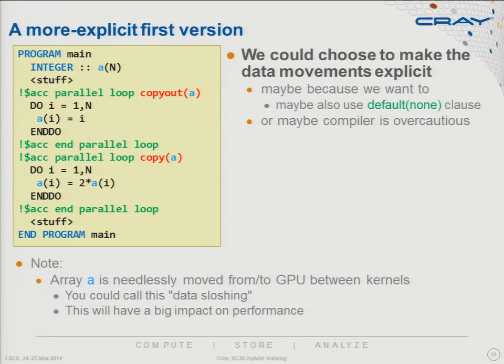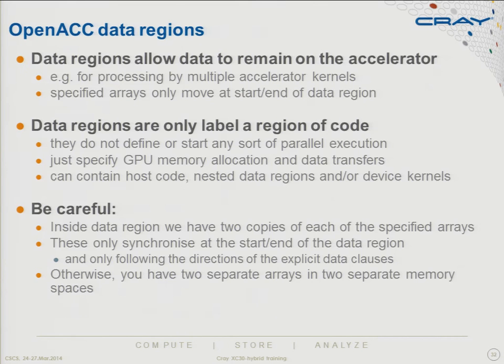oversimplified. It's the fact that the whole array is being moved back to the CPU here, and then is moved all the way back to the GPU to do the next kernel. And the PCI transfer is really slow. And so this data is sloshing from the GPU to the CPU every time I do a kernel. And that kills performance. So the other big ingredient of OpenACC is the concept of a data region.